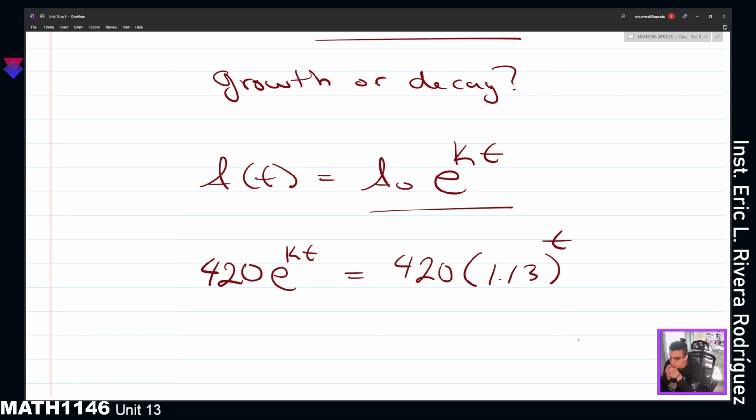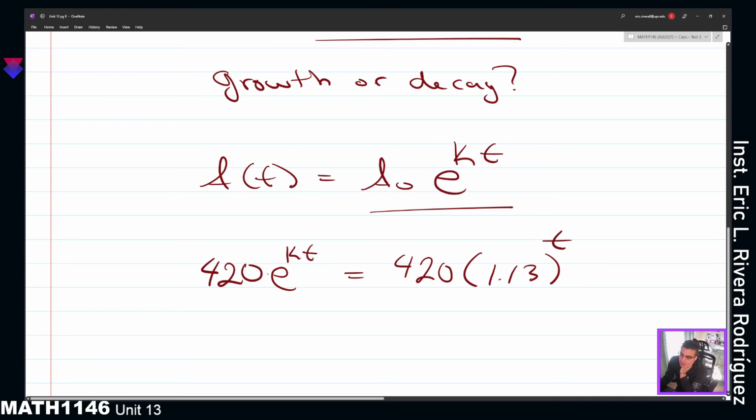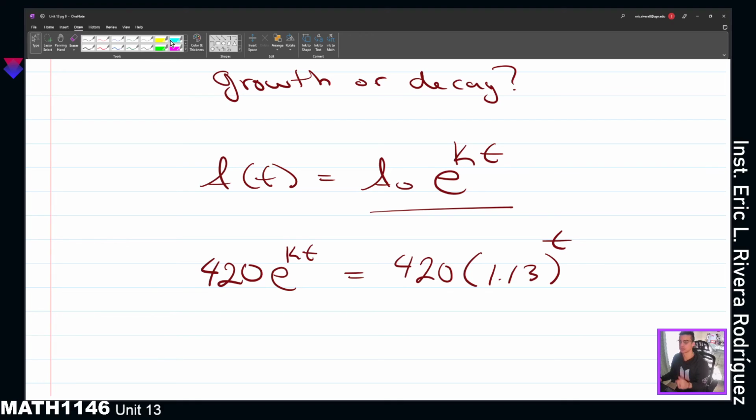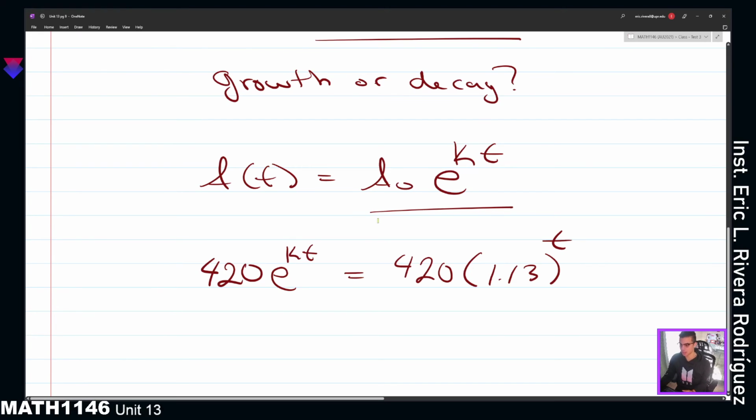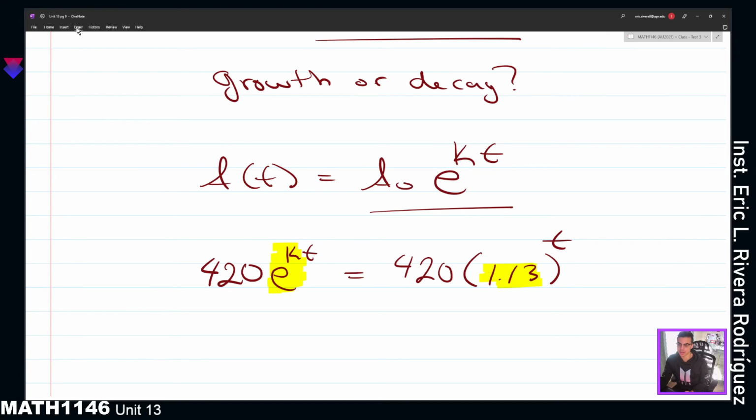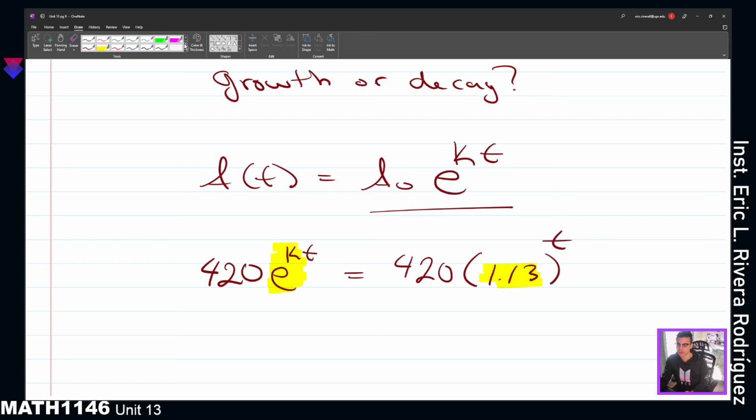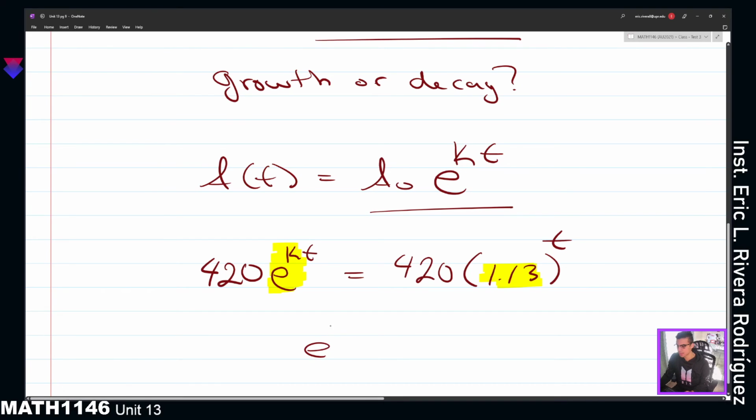So we can cancel and then solve for k here. But if you look closely, e to the power of k is represented by 1.13. 1.13 is greater than 1. Okay, it means that e to the power of k is greater than 1.